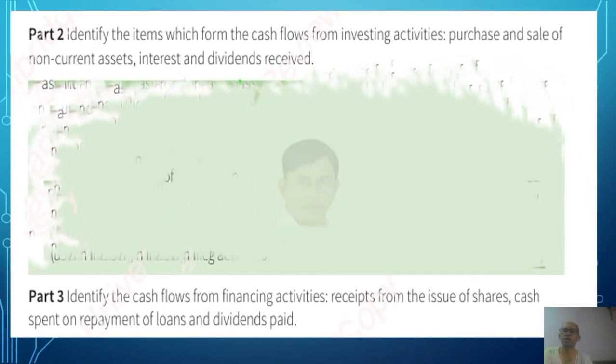Part 3. Identify the cash flow from financing activities: receipts from the issue of shares, cash spent on repayment of loans, and dividends paid.